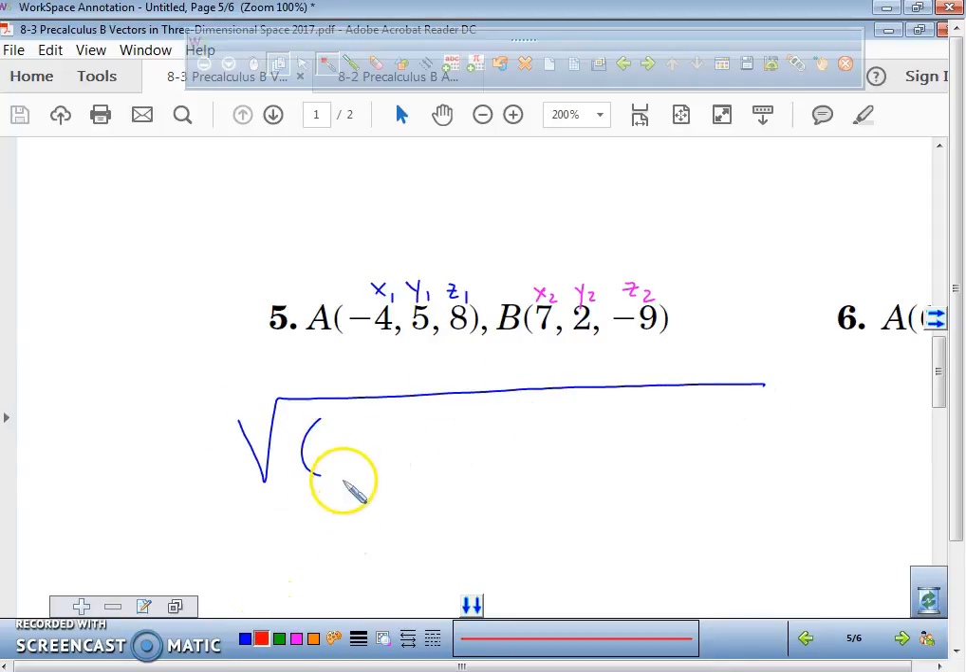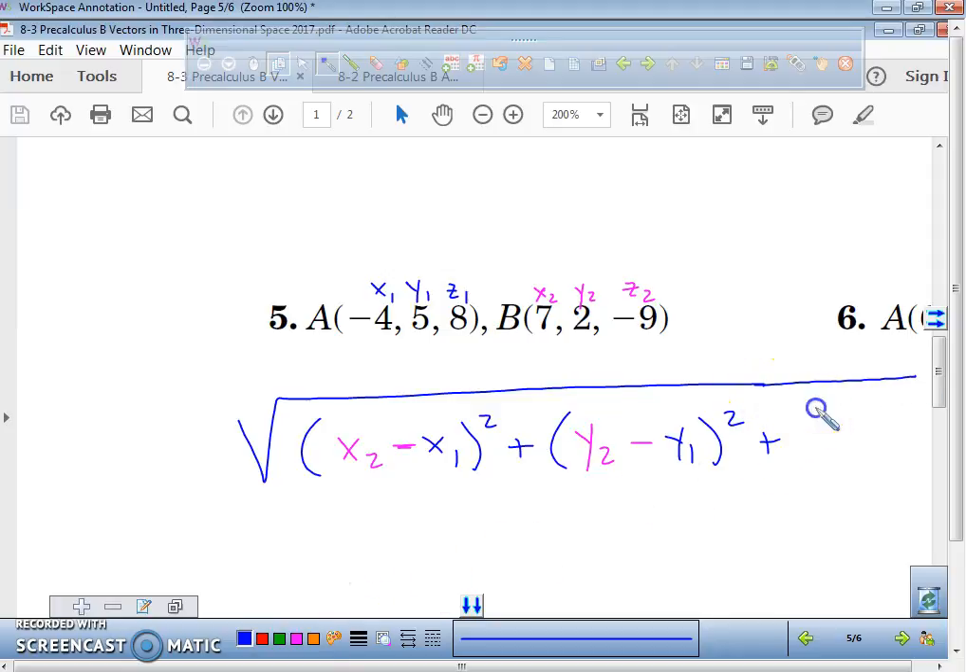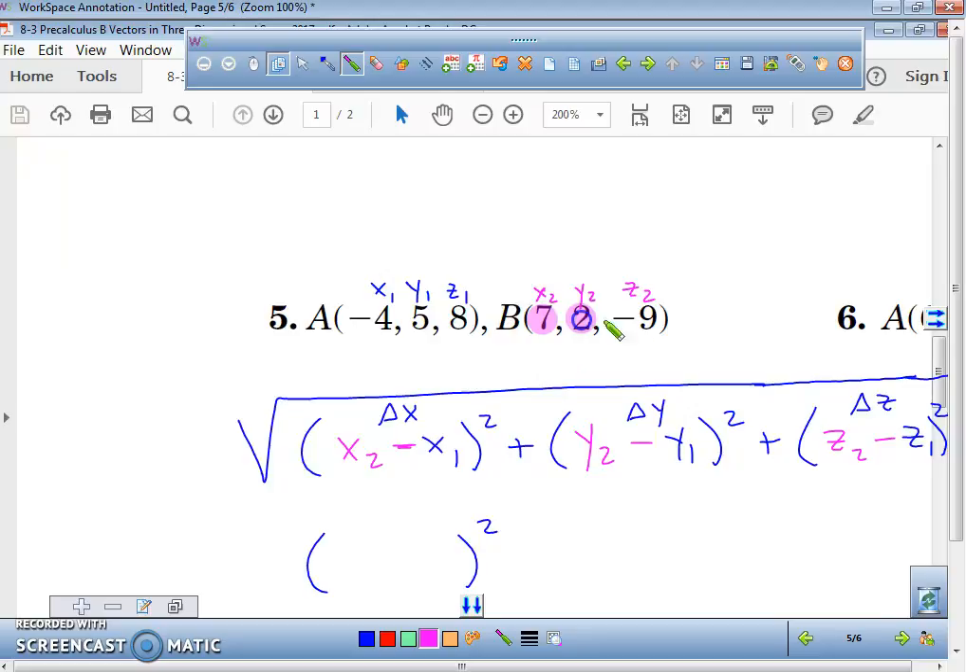We're going to say the square root of (x2 minus x1) squared plus (y2 minus y1) squared plus (z2 minus z1) squared. Once again, this represents the change in your x, this represents the change in your y, this represents the change in your z. So now I have to be very, very, very careful. Just pretend like I'm staying right underneath this radical. We're going to plug in carefully these coordinates right here, and right here.